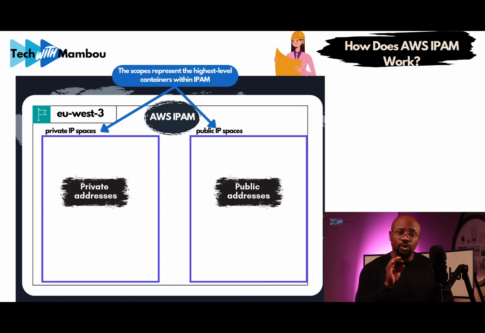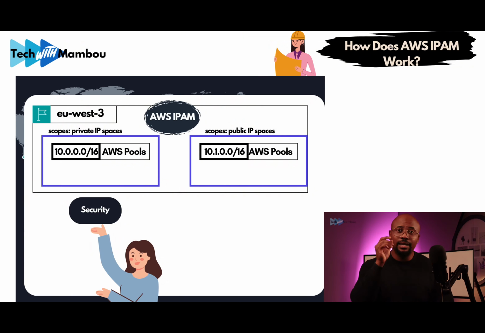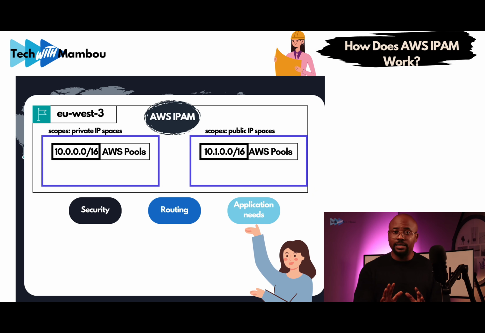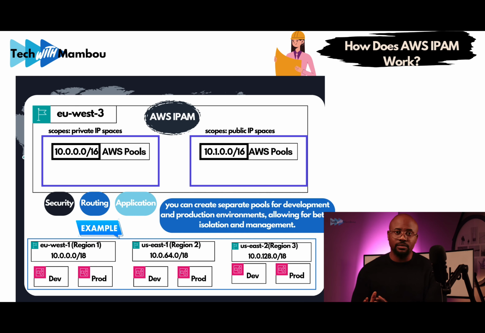Within these scopes, you create IPAM pools, which are a collection of contiguous IP ranges, or CIDRs. These pools help you organize IP addresses based on your security, routing, and application needs. For instance, you can create separate pools for development and production environments, allowing for better isolation and management.